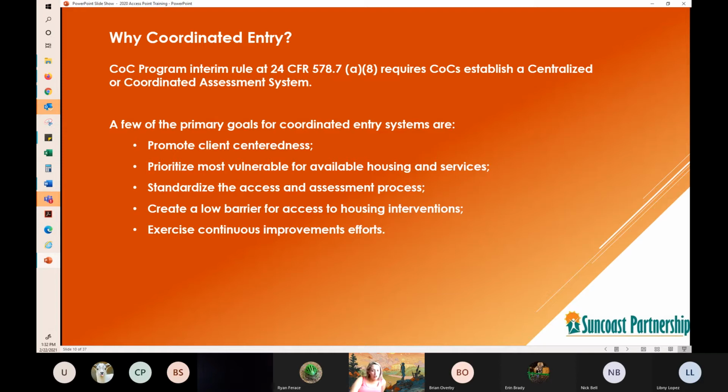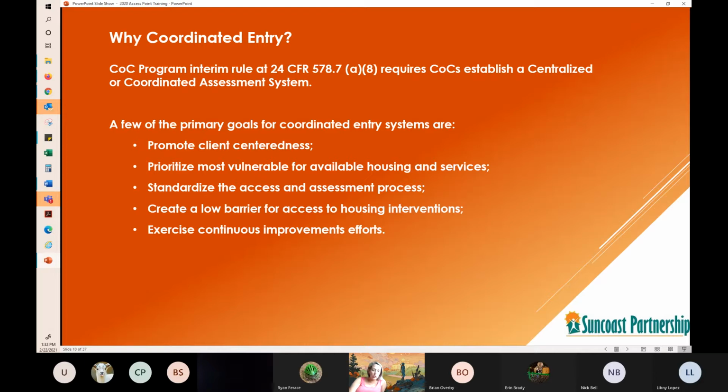Nobody's asking any more questions or any less questions than anybody else. You all have the same intake, and you're ideally collecting data in the same manner. Like it says here, it creates a low barrier for access to housing interventions. That's that housing first. We don't need you to be sober to get into housing. We don't need you to have an income to get into housing. It would definitely help you maintain that housing and ensure housing stability, but it's not a barrier to entry.